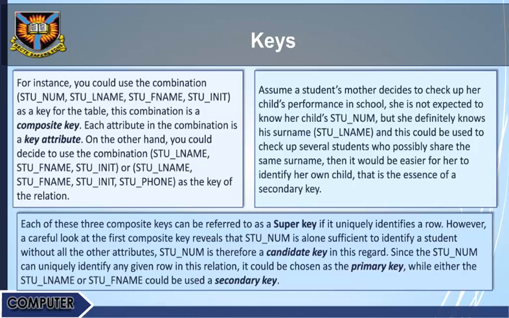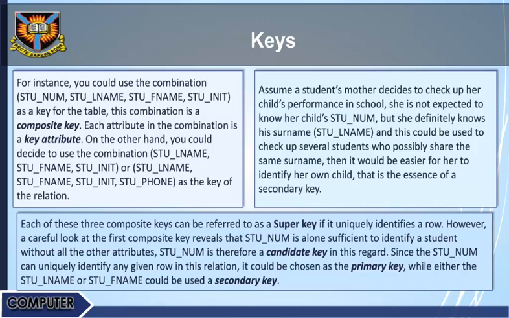Assume a student's mother decides to check up on her child's performance in school. She is not expected to know her child's student number, but she definitely knows his surname, student last name, and this could be used to check up several students who possibly share the same surname. Then it will be easier for her to identify her own child. That is the essence of a secondary key.